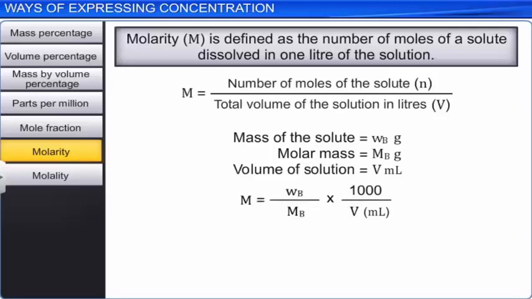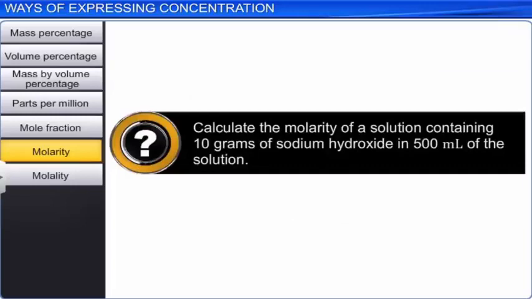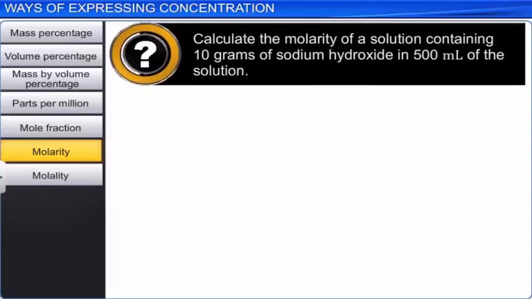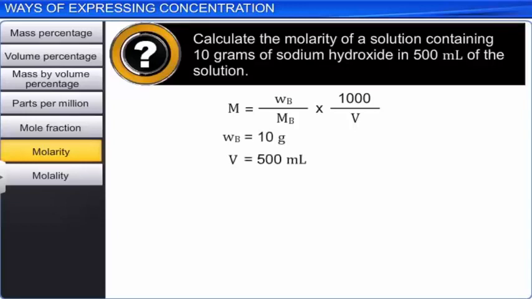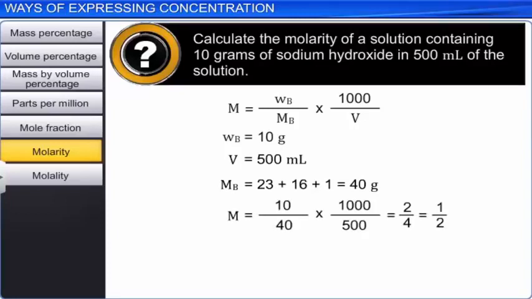Now let us solve a numerical problem on molarity. Calculate the molarity of a solution containing 10 grams of sodium hydroxide in 500 ml of the solution. The first step is to write the formula for molarity. Then, list the given variables. That is, Wb is equal to 10 grams, V is equal to 500 ml, molar mass M for sodium hydroxide is 40 grams per mole. Now, substituting the values in the formula and solving it, we get M is equal to 0.5 moles per liter.